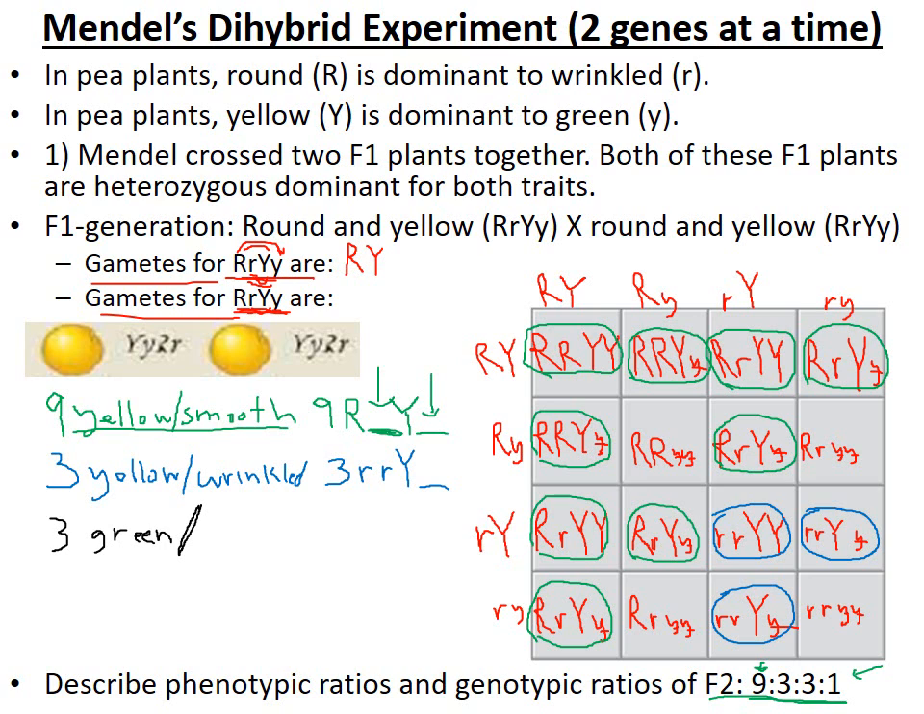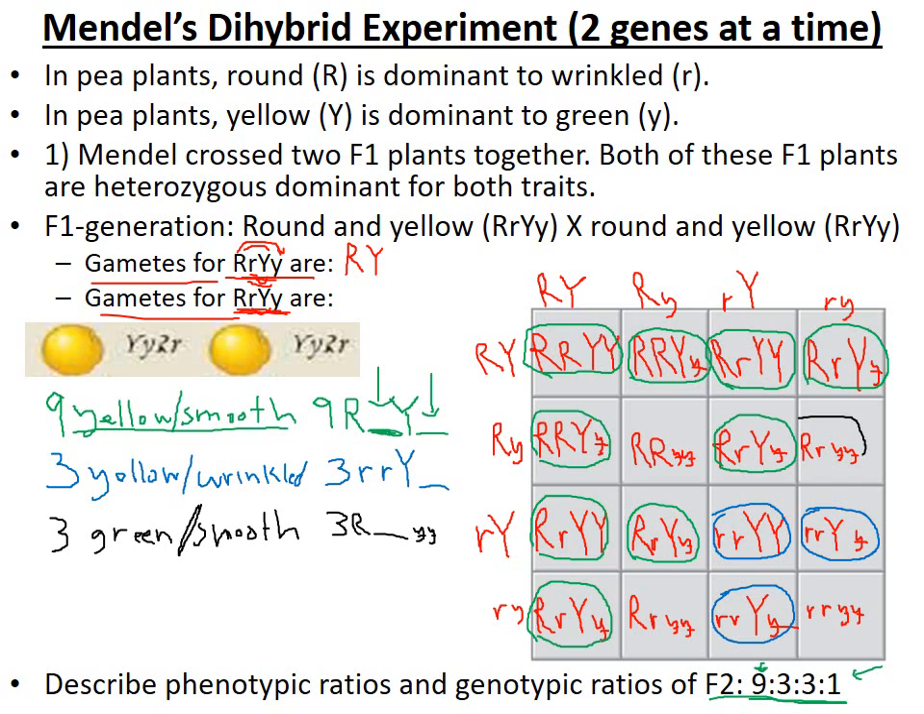And at the same time, they'll be smooth, because that's dominant for texture. So it'd be like saying big R, little r, or big R, big R, doesn't really matter, with a recessive for color, so little y, little y. Let's go take a look if that's true.